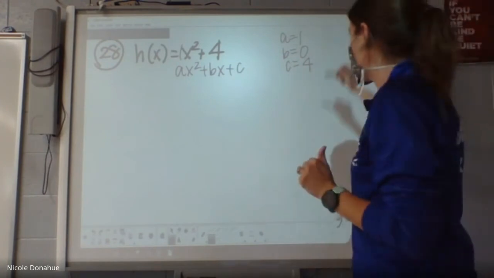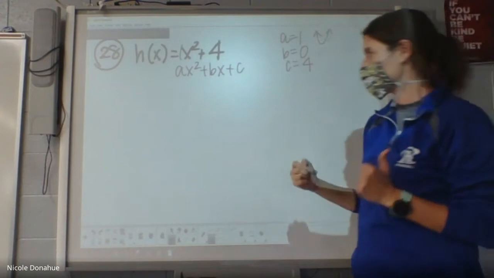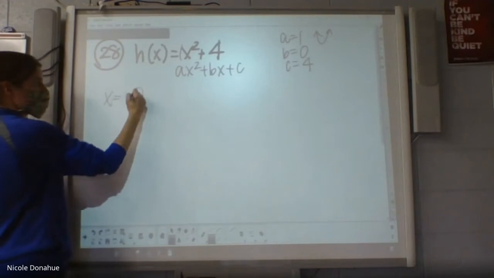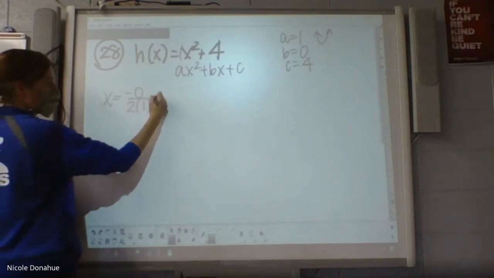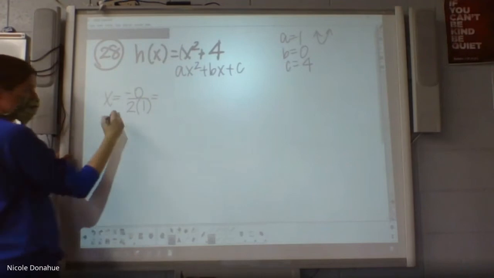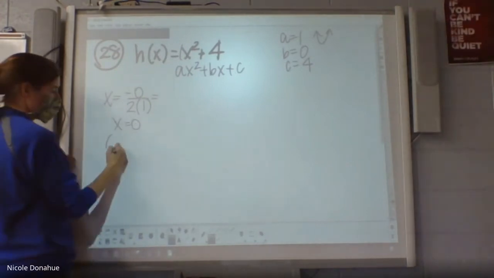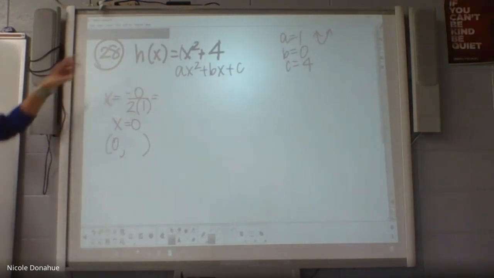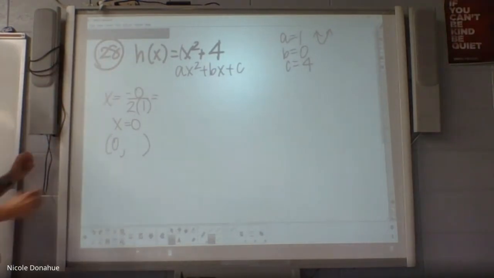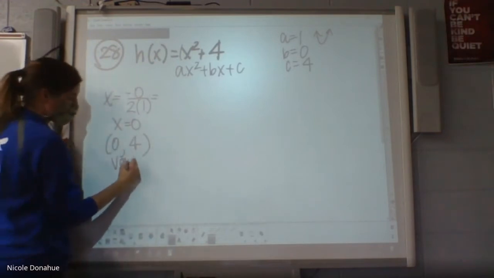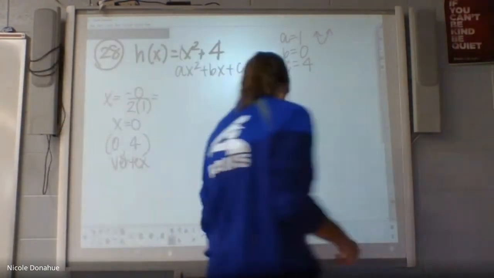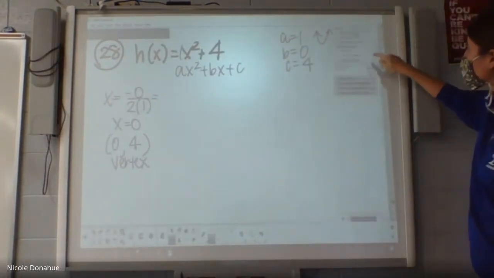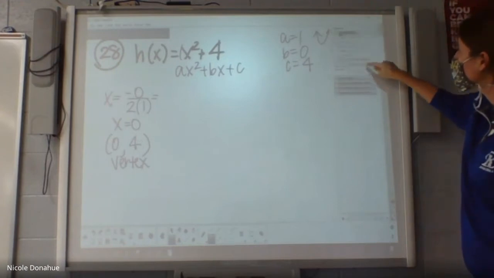So, now the A is 1, so I know it's going to point up, happy graph. So negative B, negative 0 over 2 times A. 0 is just going to be 0. And then to find my other half of my vertex, I'm going to put the 0 back in. 0 squared is just 0 plus 4. So this is my vertex. That is not what I did. I was like, 0 can't be like that. That's no solution. And then I put no solution.